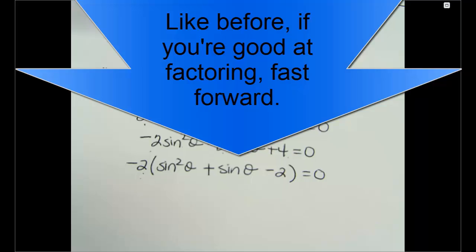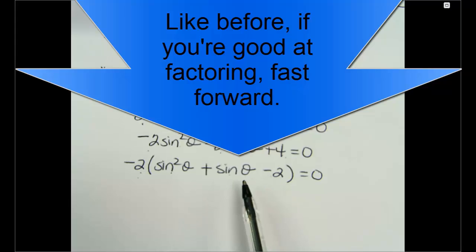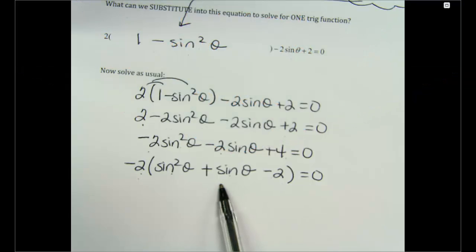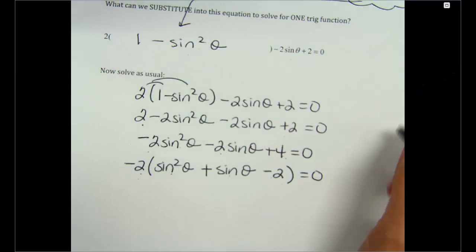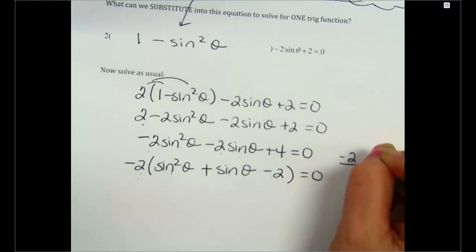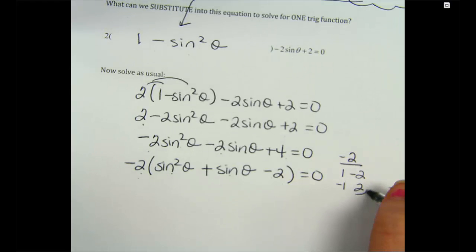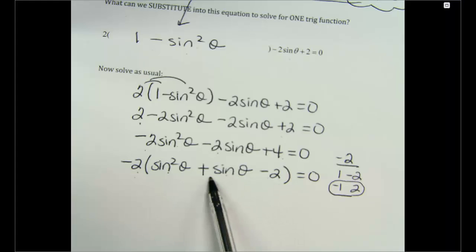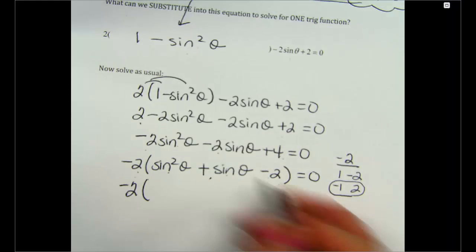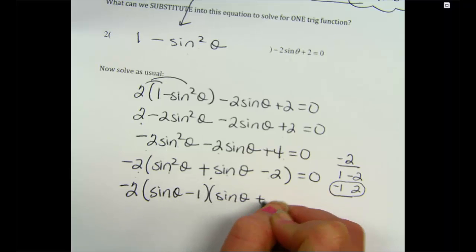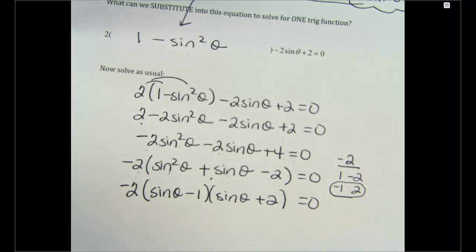Okay, so if this is factorable, sine squared theta plus sine theta minus 2, it'd be product sum. I need two numbers that multiply to negative 2 and add up to positive 1. Well, 2 is prime, so I either have, for factors of negative 2, 1 times negative 2, or negative 1 times positive 2. Negative 1 and positive 2 will add up to the positive 1 that I need inside. So I'm going to factor this as sine theta minus 1 times sine theta plus 2 equals 0.